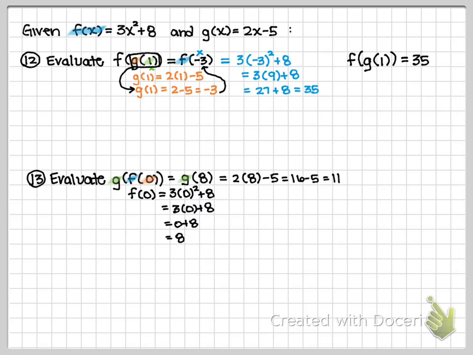So basically what this says is I'm going to take 0. I'm going to plug it into my f function, get an answer. That answer is the new x for the g function. When I do that, I get an 11 at the end.